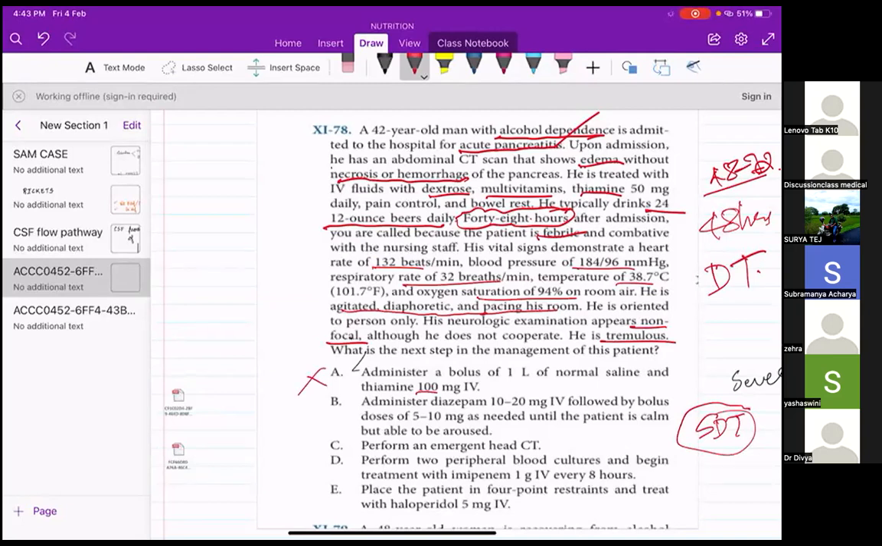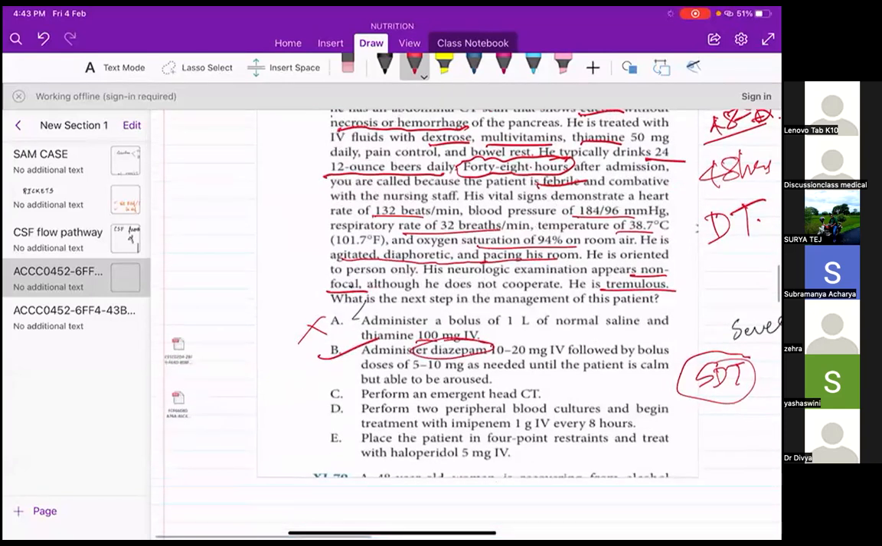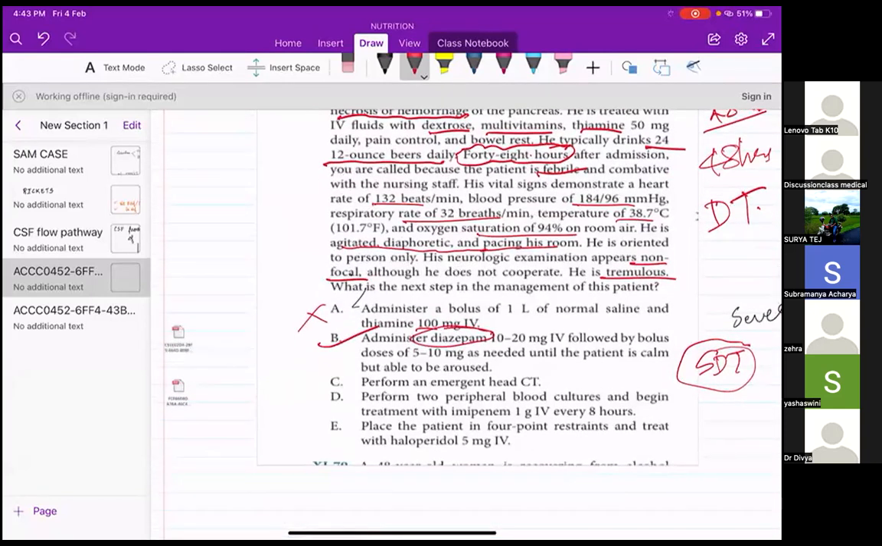Second, administer diazepam 10 to 20 mg IV, followed by bolus doses of 5 to 10 mg as needed, until the patient is calm but able to be aroused. Okay, I'll consider it since it is a benzodiazepine and the patient is very agitated. So then, perform an emergency head CT. Why I will not do CT is because in the question, they're telling upon neurological examination, non-focal deficits are seen. So CT is not the best option here for this patient.